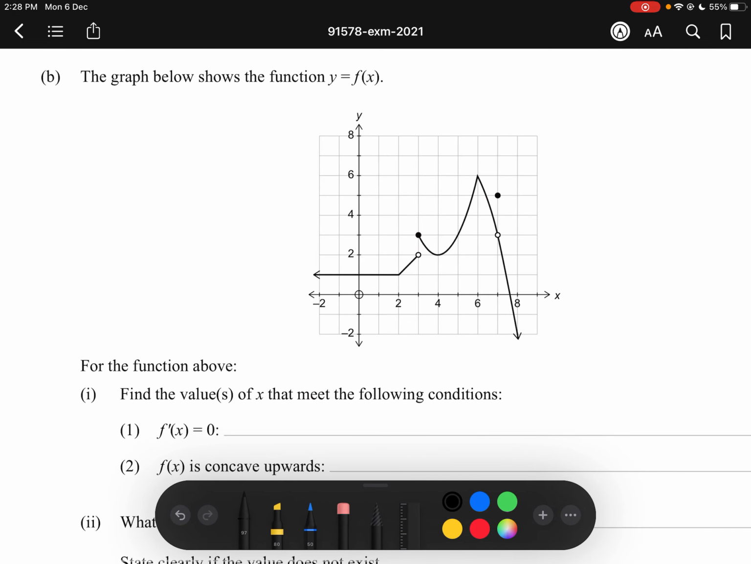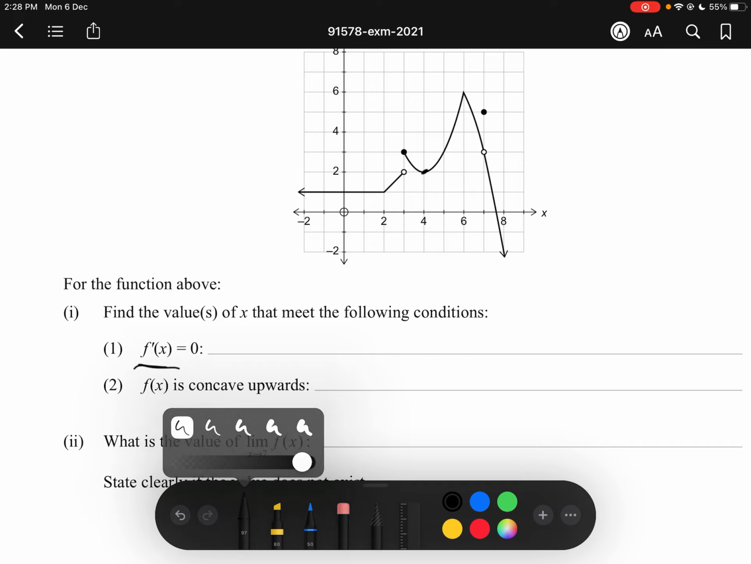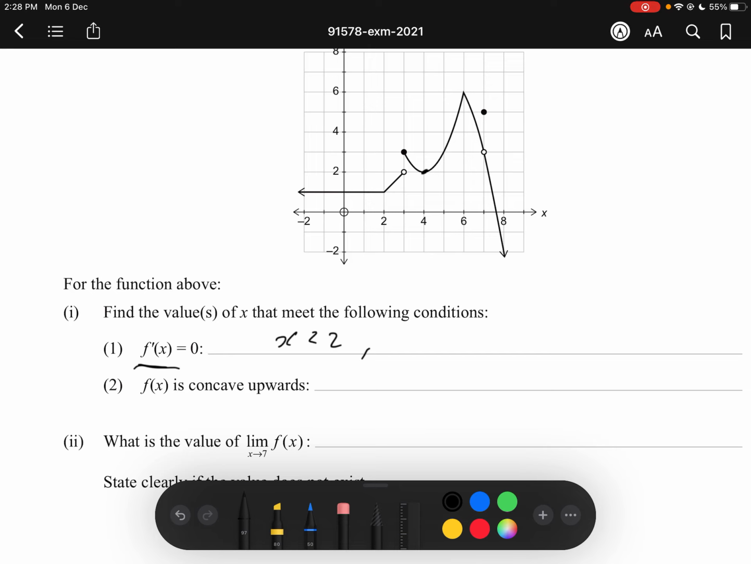Question B, the graph below shows the function y equals f of x. For the function above, find the values of x that meet the following conditions. First, f dash of x is 0, so that's the gradient equals 0. This will be the point where we see the flat line, so the rate of change is 0. There's one point at x equals 4, the bottom of this parabola. And for x less than 2, we see that the gradient is 0, it's a straight line. So the values of x that meet the condition for the gradient being 0 would be x is less than 2 and x is equal to 4.